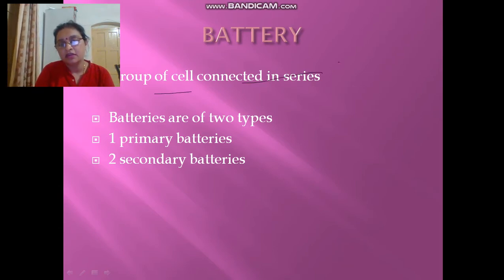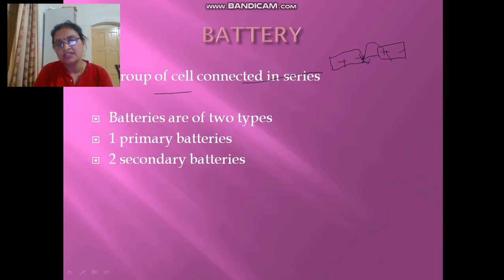How are they connected in series? A cell has two terminals. Suppose this is our cell. It has two terminals, positive and negative. There is another cell which has the same two terminals, positive terminal and negative terminal. If we connect these two cells, the positive terminal of one cell is connected to the negative terminal of the other cell. That means two cells are connected in series. And now we call this situation a battery.